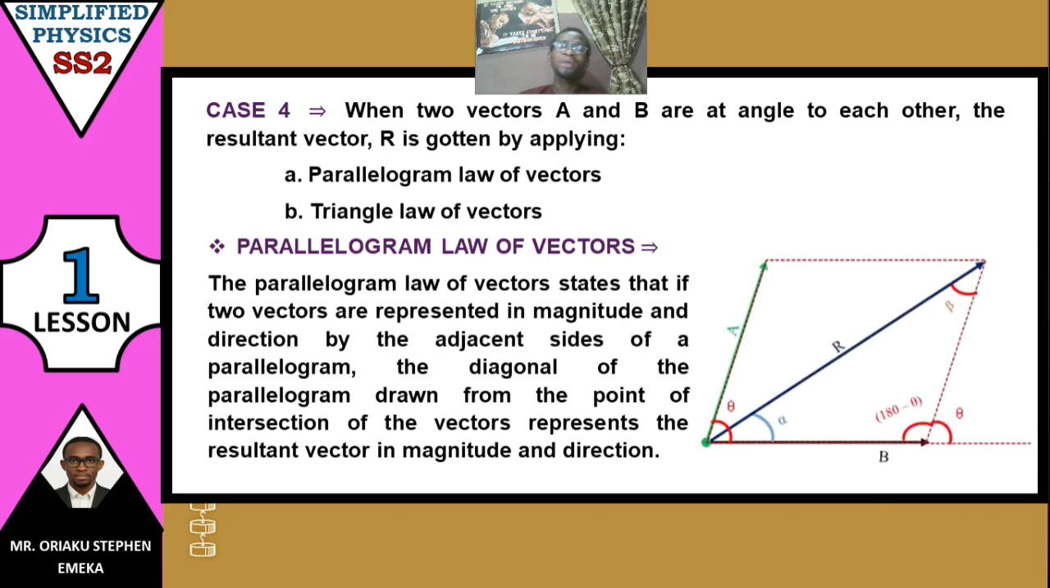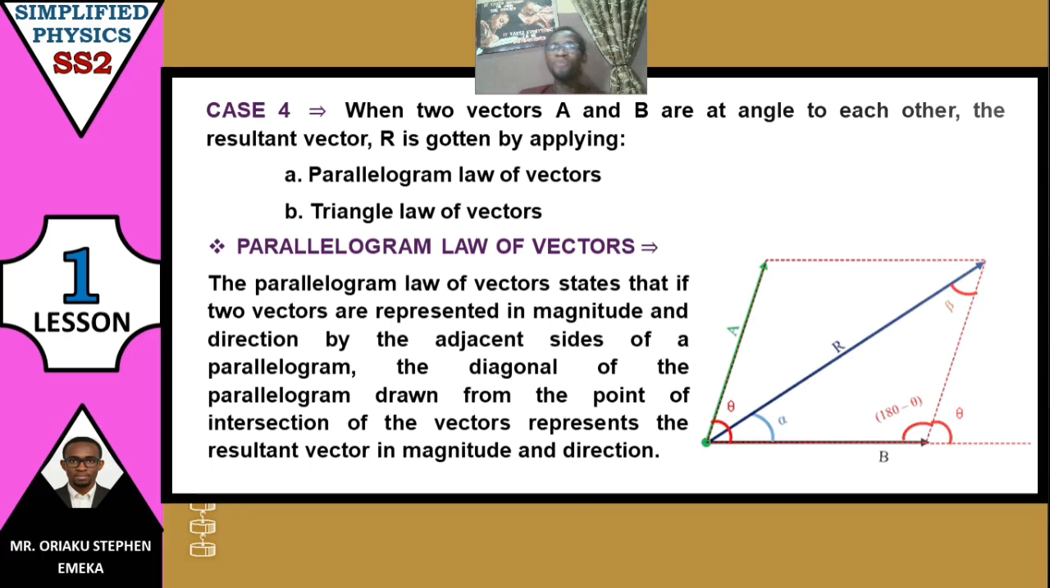So what does the parallelogram law of vectors say? It says that if two vectors are represented in magnitude and direction by the adjacent sides of a parallelogram, that is the parallelogram, so that is the vector A and B, being represented by the adjacent sides of a parallelogram, then the diagonal of that parallelogram is going to represent our resultant vector, which will have the same effect both in magnitude and direction as the other two vectors.